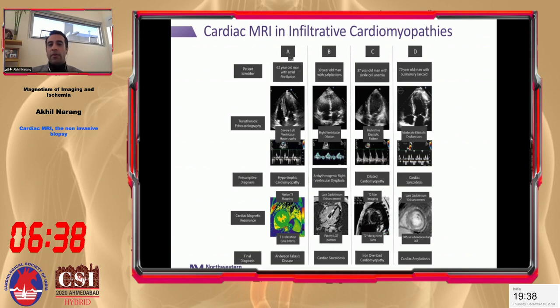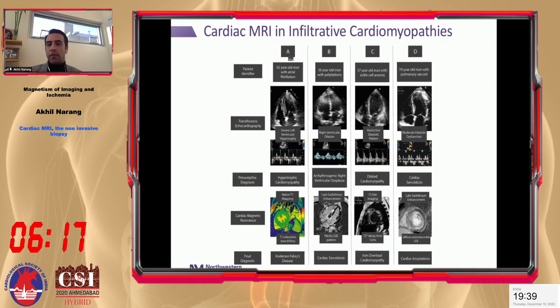This is a 37-year-old male with sickle cell anemia. Restrictive cardiomyopathy was detected based on the transthoracic echocardiogram and Doppler signals with a dilated cardiomyopathy. However, when we did T2 star imaging, you can see that this was very low, in fact, diagnosing the patient with iron overload cardiomyopathy. And the fourth example is a 70-year-old male with pulmonary sarcoid.